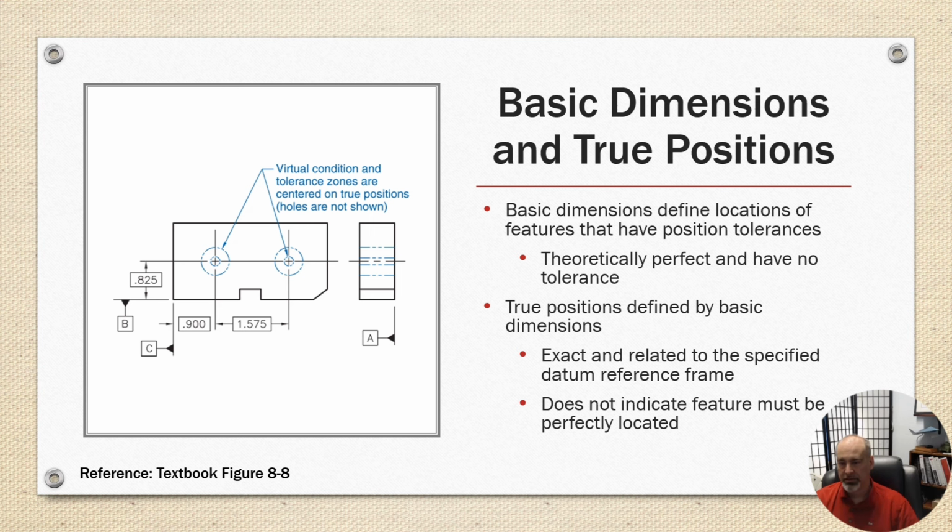So if we look at this example, we have the virtual condition of the hole, which is the outside hidden line, and then we have the axis of the true position, which is a circular zone that the center of the hole needs to fall within, and that's the smaller phantom line circle we're seeing in this particular example.